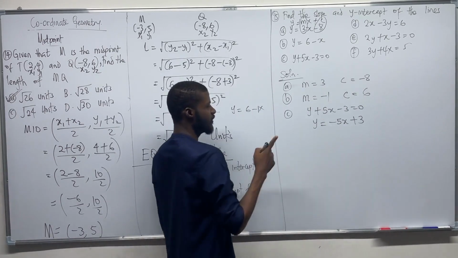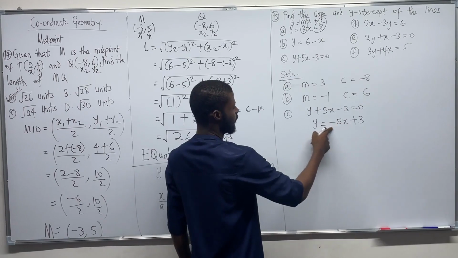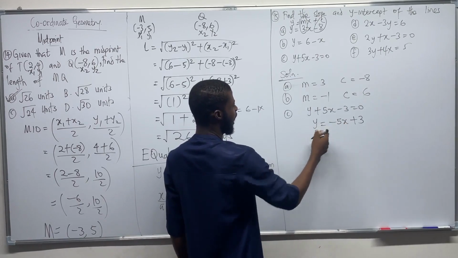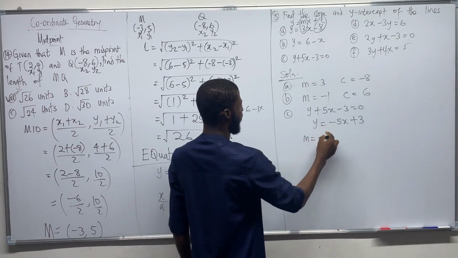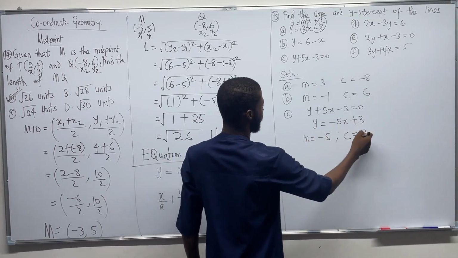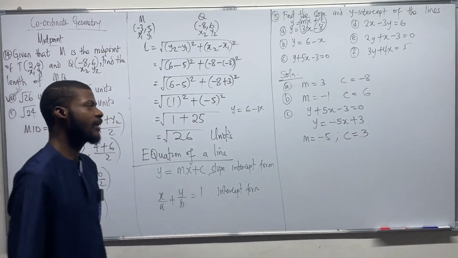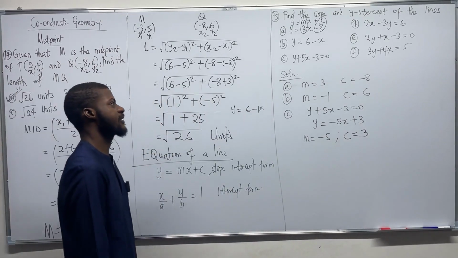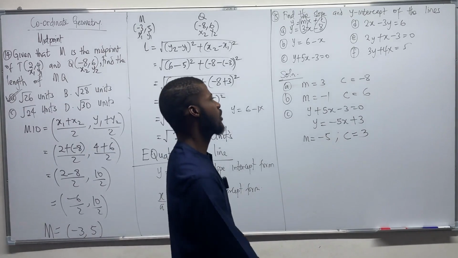Now, in this very case, what is that thing attached to x here? That thing attached to x is what? Minus 5. So our slope is minus 5. Then what is our y-intercept? Y-intercept is equal to what? 3. Because that's the thing that does not have x. Now, let us go on to the next one.